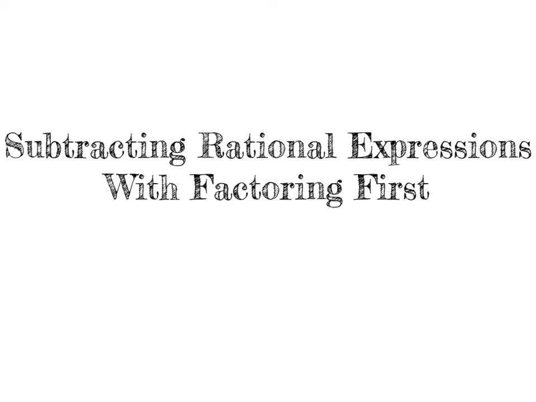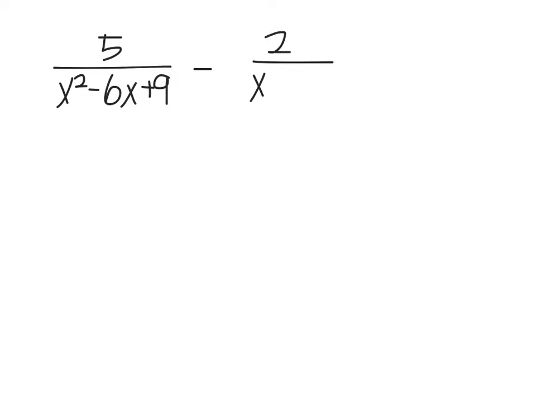In this video, we're going to be subtracting rational expressions with factoring first. Let's start out by looking at 5 over x squared minus 6x plus 9, minus 2 over x squared minus 9. In order to add or subtract fractions, we always need our denominators to be equivalent to each other.